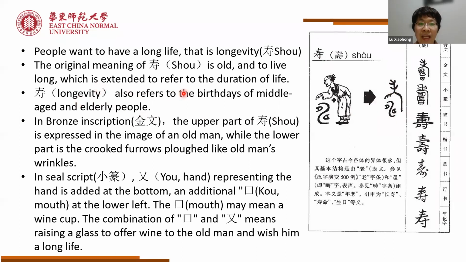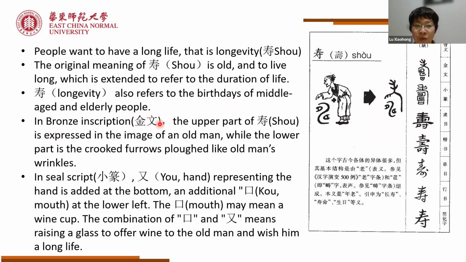The extended meaning is the duration of life. This word shou can also be used to refer to the birthdays of middle-aged and elderly people. We say shou xin, which means a person who has his birthday that day, usually referring to middle-aged and elderly people.